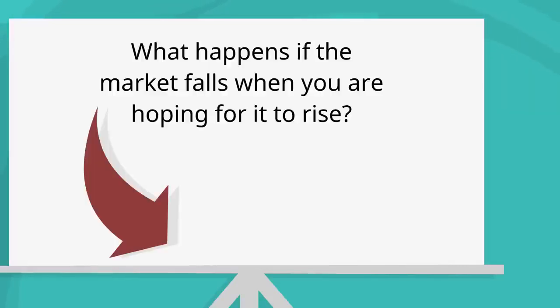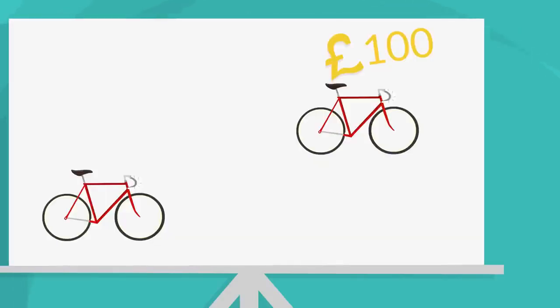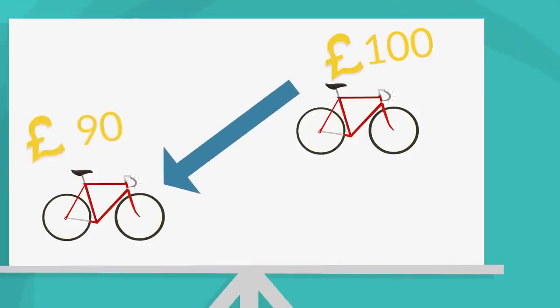But what happens if the market falls when you are hoping for it to rise? Now you buy the bike for £100 and you expect it to increase in price. However, there are suddenly way more sellers of bikes than buyers. The cost of a bike subsequently falls to £90. You now lose £10 on the trade.